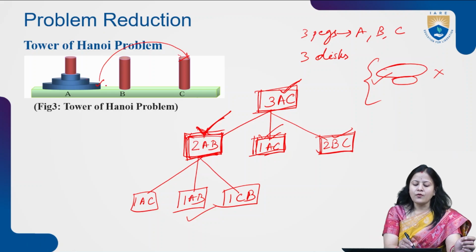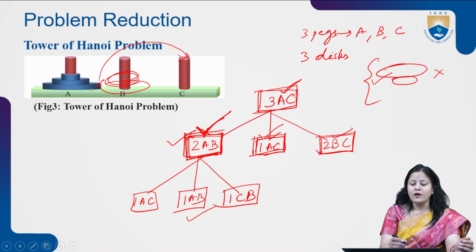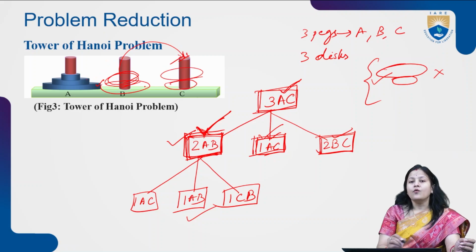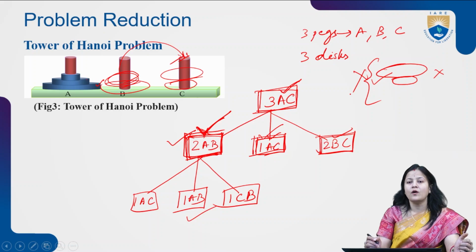Now you can check this one, 2BC. After this operation, how is our condition? The bigger one, the middle one, is on the peg A, and the smaller one is on top of the middle one. Now if I transfer to C, the smaller one will come first and the bigger one will be over the smaller one, which again does not satisfy the constraint. So what will we do?